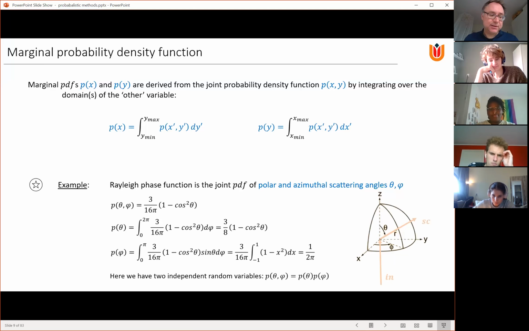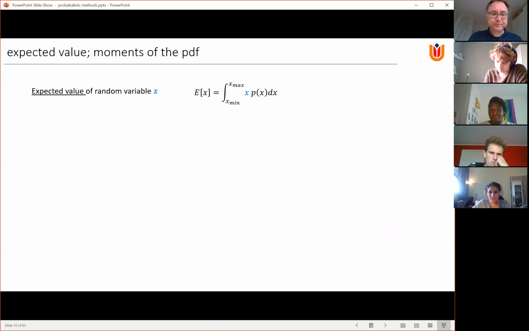In this case, this is of course good to notice. The two random variables, the two angles in this case, are independent. So in this case, the joint probability density function can just be written as the product of the two marginals. That is of course very convenient.